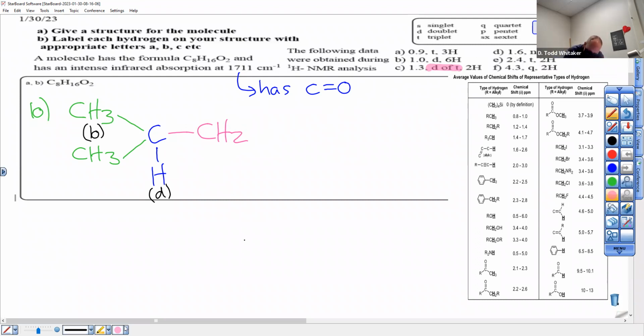Red for the letter C here. Doublet of triplet, 2 H's. So the red would be 2 H's. And we're working on C, and on one side, we have to use new colors. On one side, it's one neighbor. That would be a doublet. And the other one is two. That would be a triplet.